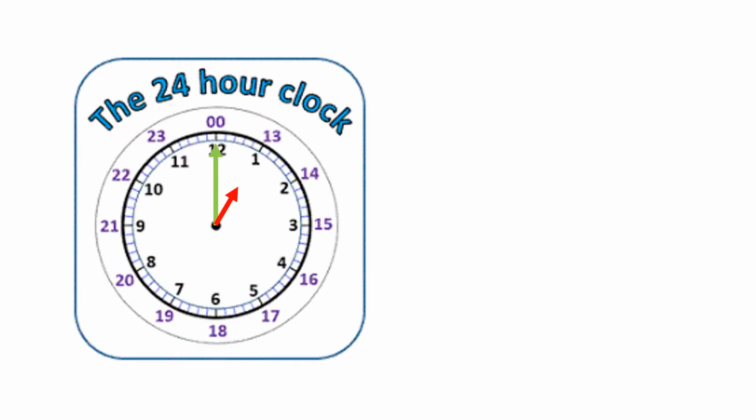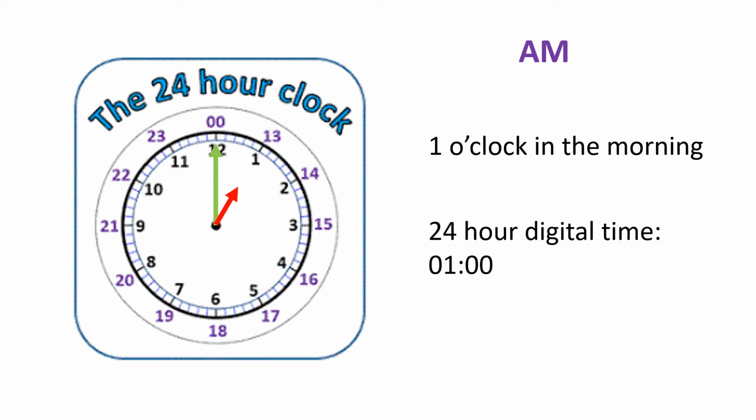The 24-hour clock starts at midnight, and the next hour after midnight is 1 o'clock AM in the morning. Hopefully when all of you are asleep. So the digital time would be 01:00. Now remember, for 24-hour clock you need to have a 2-digit number for your hour time and a 2-digit number for your minute time. So this is 1 o'clock, so you must put a 0 there. So 01:00, and that's 1 AM in the morning.